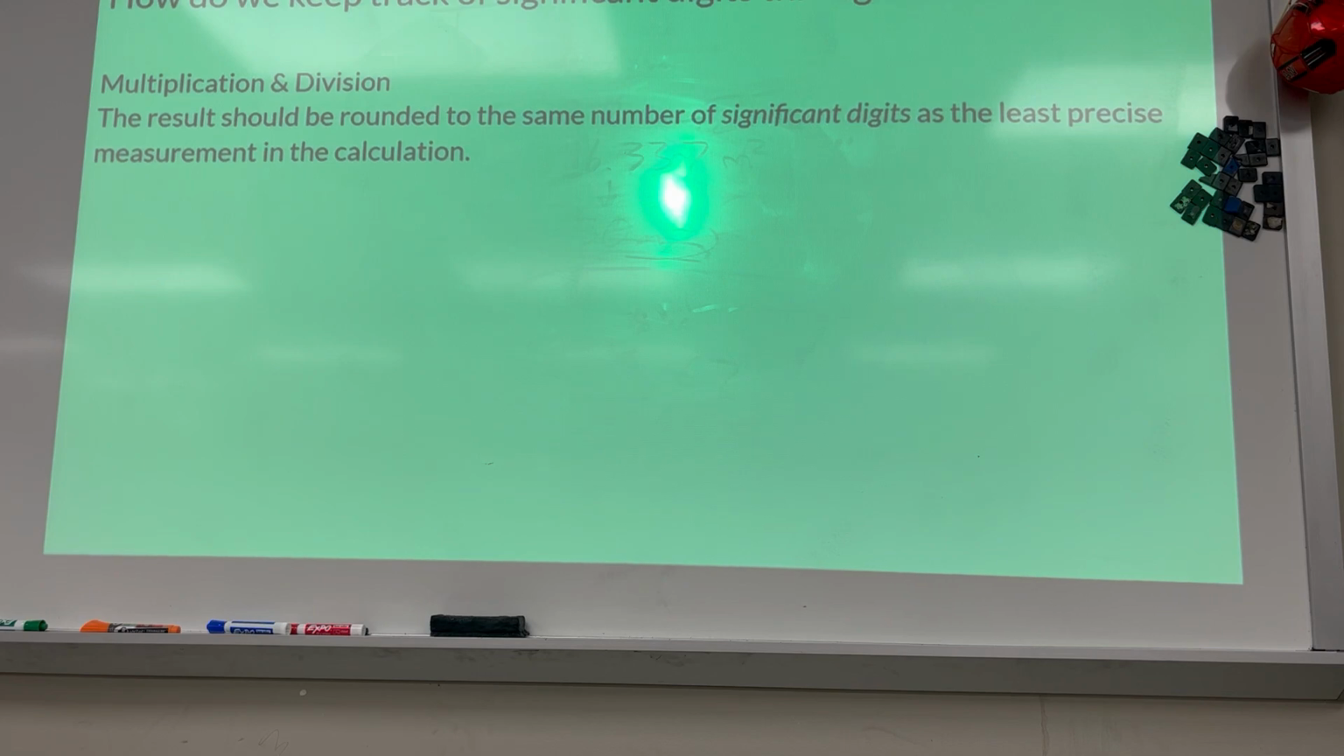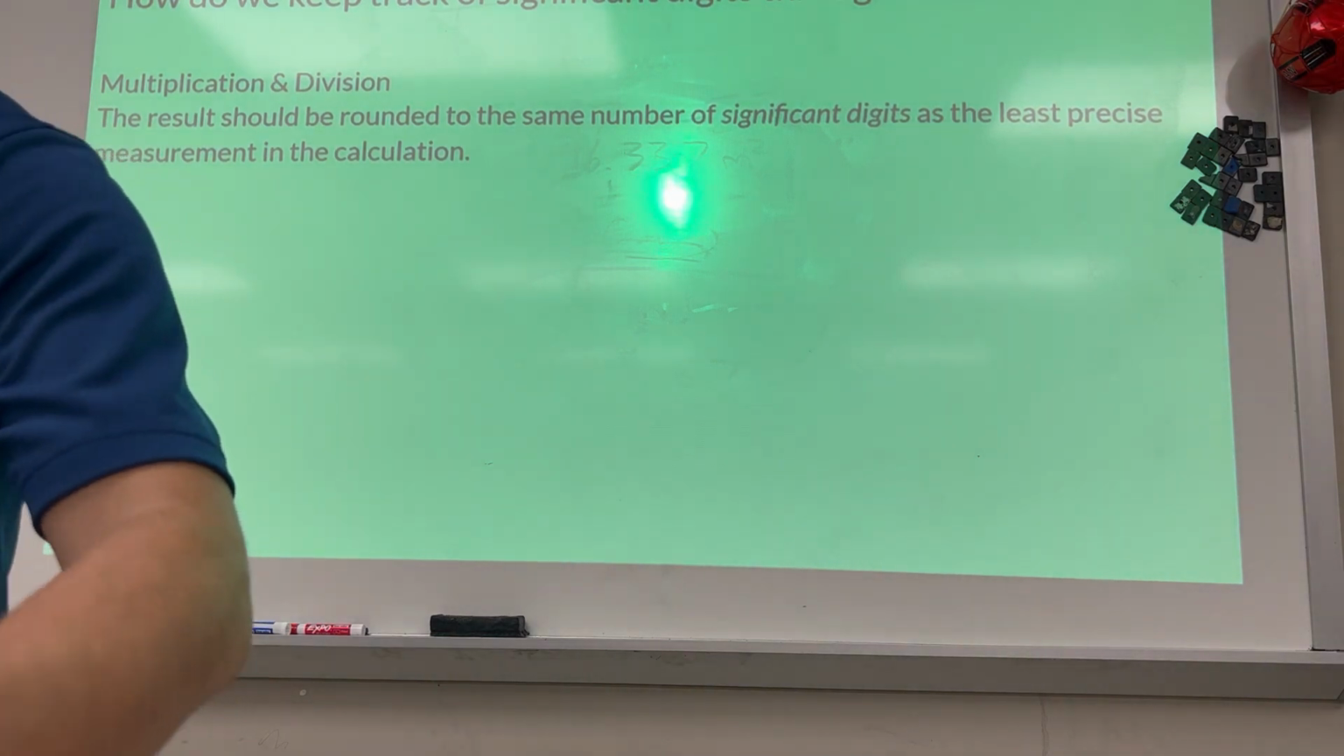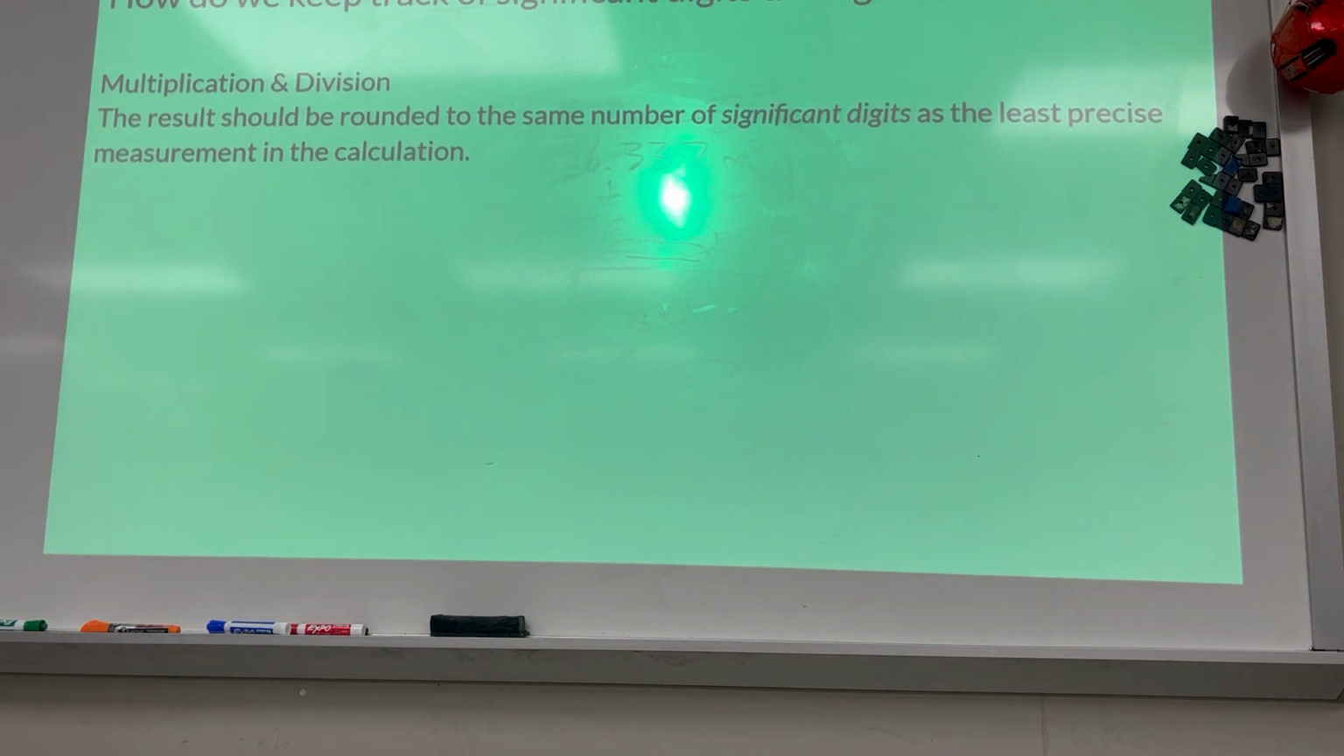When I'm adding or subtracting, I follow a different rule. There are also different rules for when you take the logarithm of something or other functions, but we're just going to worry about the 4 basic operations. For multiply and divide, I need to look at the least number of significant digits. If I'm adding and subtracting, I follow a slightly different rule.